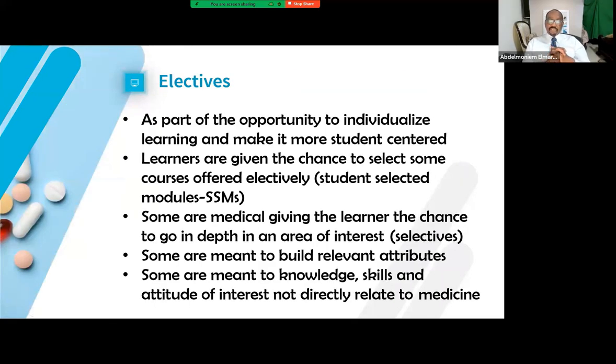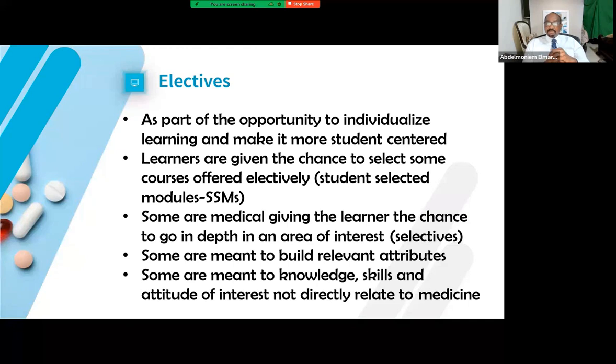Now, the fifth pillar of the SPICES model, which is very important but often ignored, is the elective-driven curriculum. This is part of the opportunity to individualize learning. Students are not learning the same thing. They have the common foundation, the common stem, but they have the chance to select. This is why they have different names. They are called electives, and also student-selected modules, SSMs. So the learners are given the chance to select some courses offered electively.